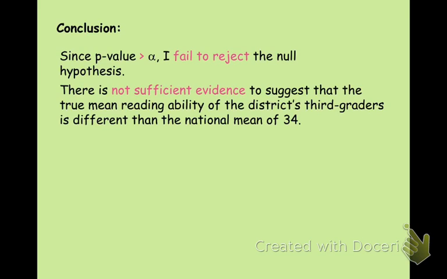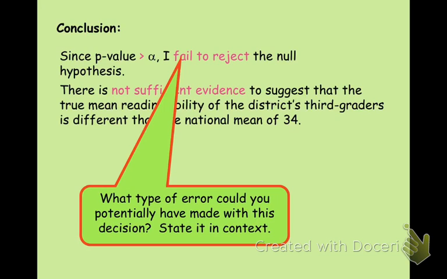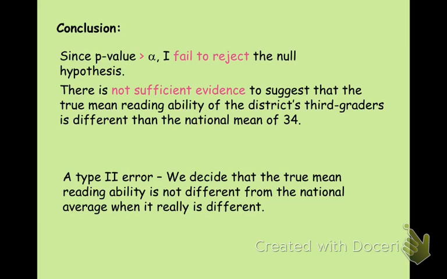Every time we make a decision, every time we do a hypothesis test, we could either get it right or we could make an error. In this case, what type of error is it possible that we have made? We're going to determine the type of error we could have potentially made and state it in context. Remember, we failed to reject the null hypothesis. So the only type of error we could have made here is a type 2 error. We could have decided that the true mean reading ability is not different from the national average when it really is different than the national average.